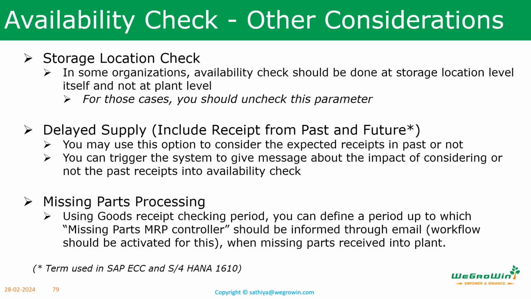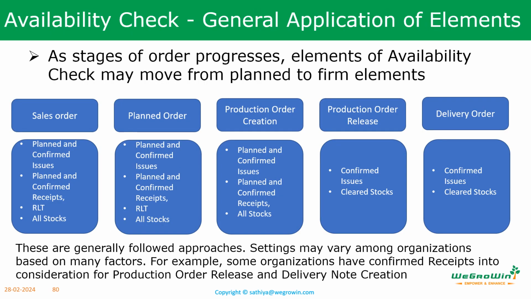Using the goods receipt checking period, we can define the period up to which the missing parts MRP controller should be informed through email, through the workflow, so that when the missing parts are coming, they get informed. So this is an alert the MRP controller will get when the missing material is reaching the plant. And how these things are getting applied.